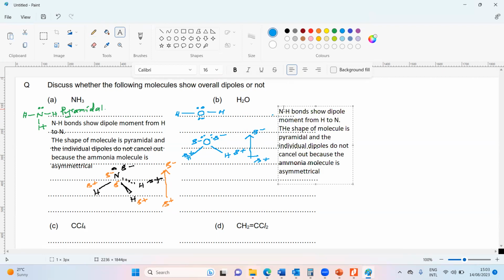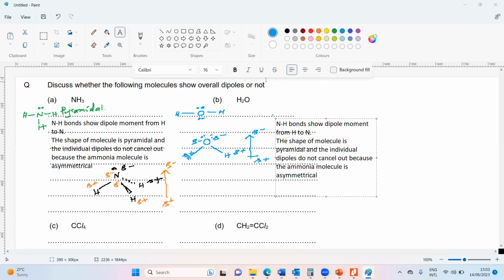I will take the same thing that I have written for the ammonia molecule to the water molecule, and I modify that. We'll see. We can say oxygen hydrogen bonds show dipole moment from hydrogen to oxygen.